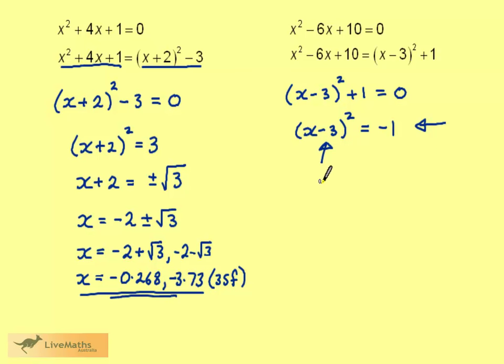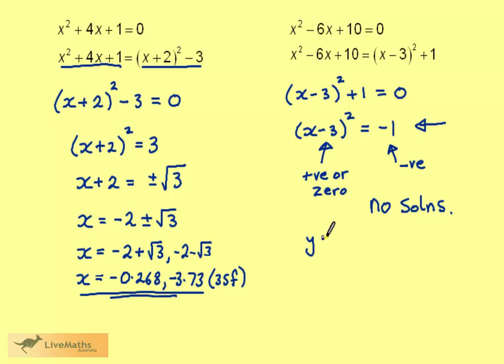(x minus 3) all squared, being a squared number, must be positive or 0. It cannot possibly be negative. So clearly there are no solutions, since there is no value of x which could make (x minus 3) all squared be equal to minus 1.